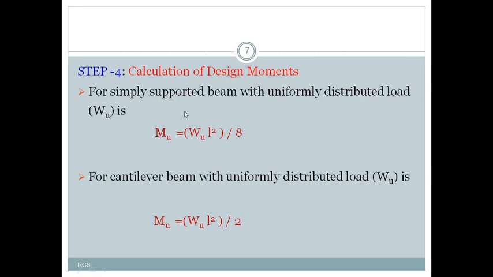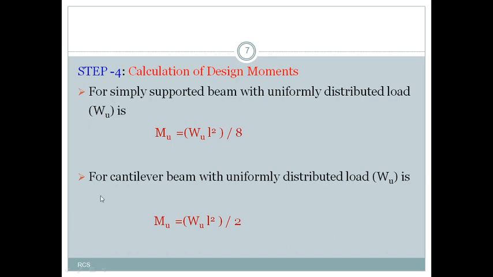You can obtain this formula from your previous concepts of shear force and bending moment from the subject called strength of materials. When a simply supported beam is subjected to UDL throughout, we get the maximum bending moment, or ultimate bending moment, at midspan, that is W L square by 8. In place of W we have the factored load, Wu. So by using this formula we can calculate the design moment.